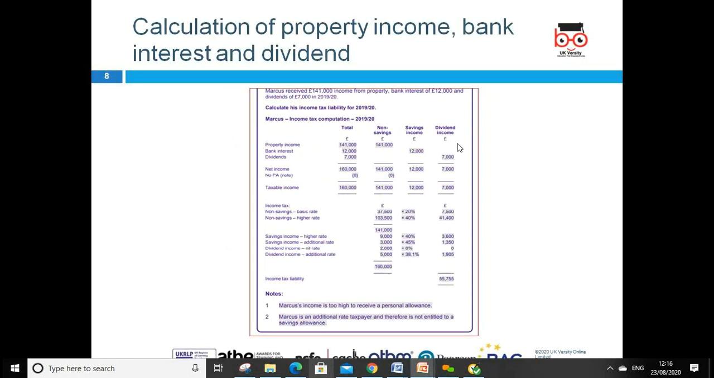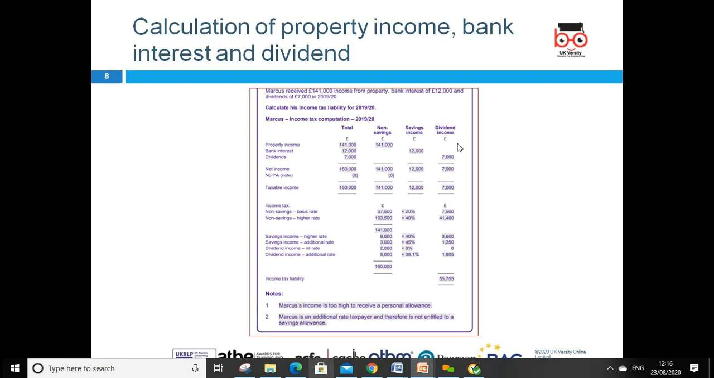Okay, anybody any question? Okay, please follow the chapter which will be on Moodle, the Kaplan handout. Okay, next, now calculate the property income. Of course, if you are giving property on rent, you are earning income, and on the income you have to pay the tax. That also comes under non-saving income.